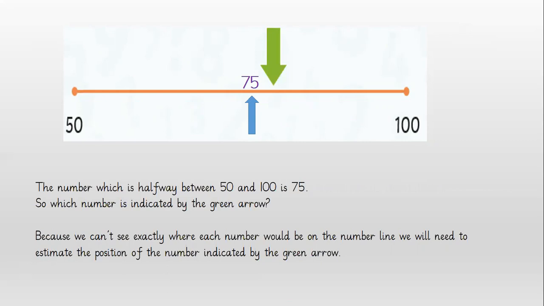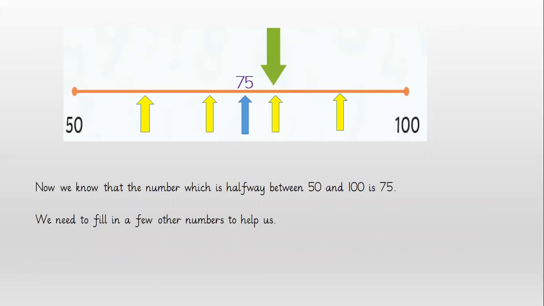So which number is indicated by the green arrow? It's slightly more than halfway. But we can't see exactly where each number would be on the number line. So we'll need to estimate the position of the number indicated by the green arrow, which means have a really good guess at it. To help us, we know that the halfway mark is 75. We need to fill in a few other numbers to help us.